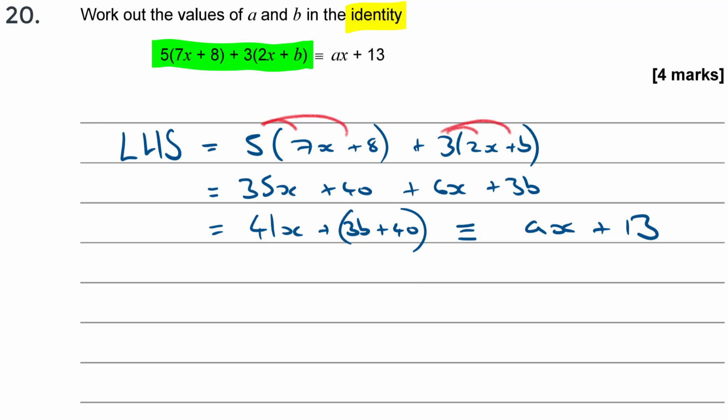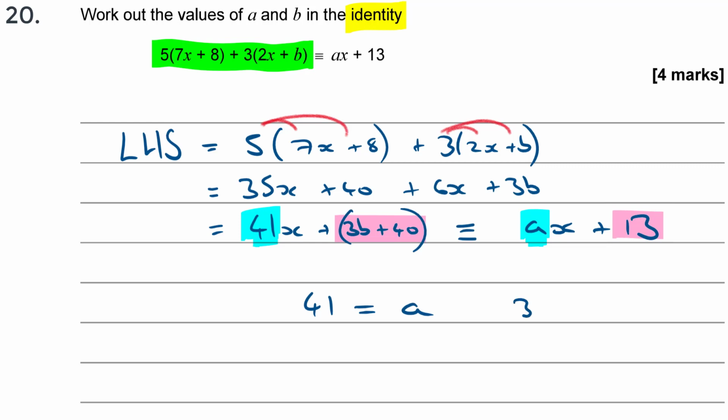Let's have a look at the coefficient of x here. The coefficient of x on the left hand side is 41, and on the right hand side it's a. So if we're saying that these two things are identical, then 41 must be equal to a. Similarly, if these two things are identical, then the number part must be equal as well. So my 3b plus 40 must be equal to 13.